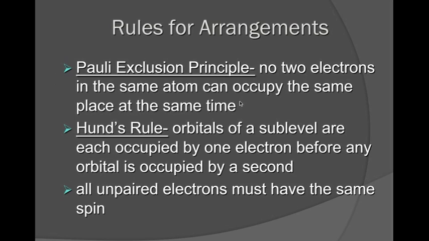Now, the exclusion principle says that no 2 electrons in the same atom can occupy the same place at the same time. Hund's rule says that orbitals of a sublevel are each occupied by 1 electron before an orbital is occupied by a second.